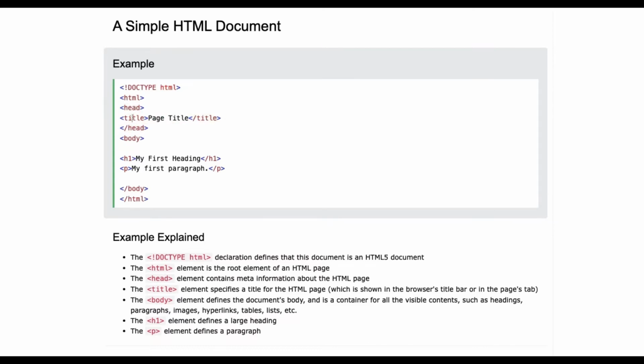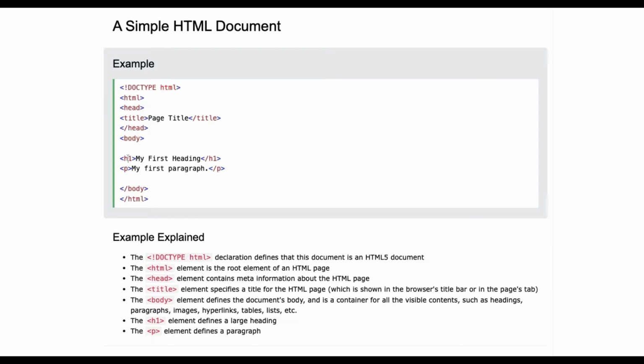The title element specifies a title for the HTML page, which is shown in the browser's title bar or in the page's tab. The body element defines the document's body and is a container for all the visible contents, such as headings, paragraphs, images, hyperlinks, tables, lists, etc.